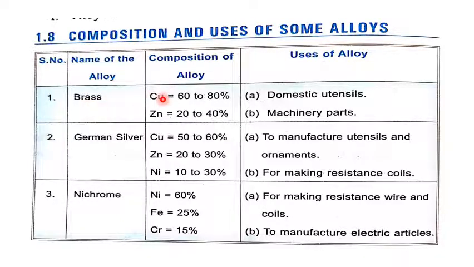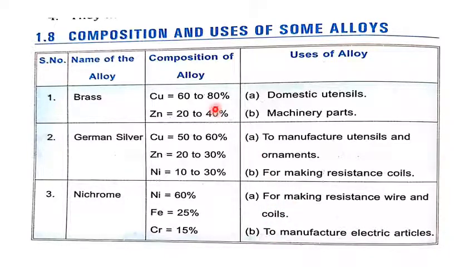So, first one, brass. It is a homogeneous mixture of copper and zinc. Copper 60 to 80%, zinc 20 to 40%. It is used in the manufacture of domestic utensils and also in machinery parts. Next alloy is German silver. It is a homogeneous mixture of copper, zinc, nickel. Copper is 50 to 60%, zinc 20 to 30%, nickel 10 to 30%. It is used in the manufacture of utensils and ornaments, and for making resistance coils. Next alloy is nichrome. It is a homogeneous mixture of nickel, iron, chromium. Nickel 60%, iron 25%, chromium 15%. It is used for making resistance wire and coils, and to manufacture electric articles.